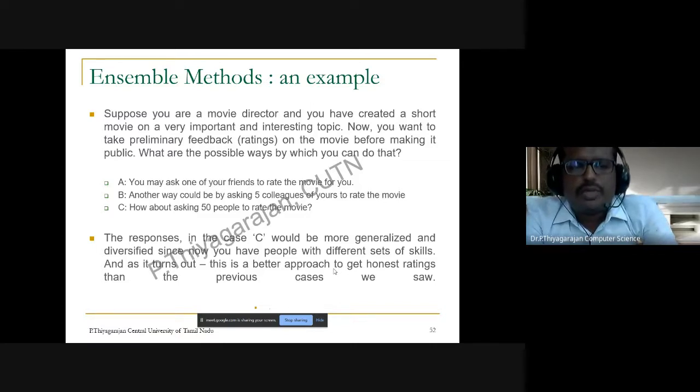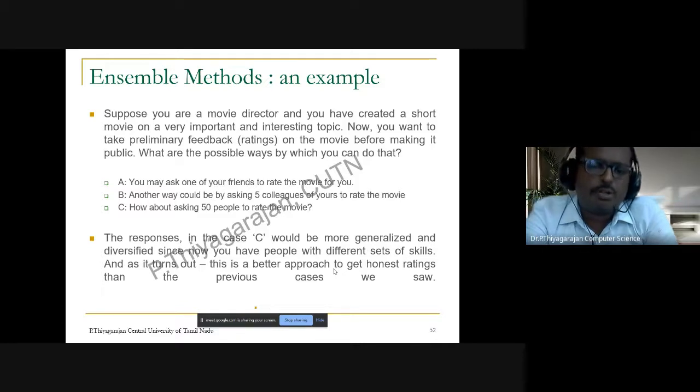One possible way is that you may ask some of your friends to rate the movie. Another way is that you may ask 5 of your colleagues to rate it. Or otherwise, you randomly choose 50 people and ask them to rate the movie. In cases A and B, since you are dealing with your friends and colleagues, it may be biased, but in case 3, if you randomly choose 50 people, the feedback will be more generalized and diversified also.